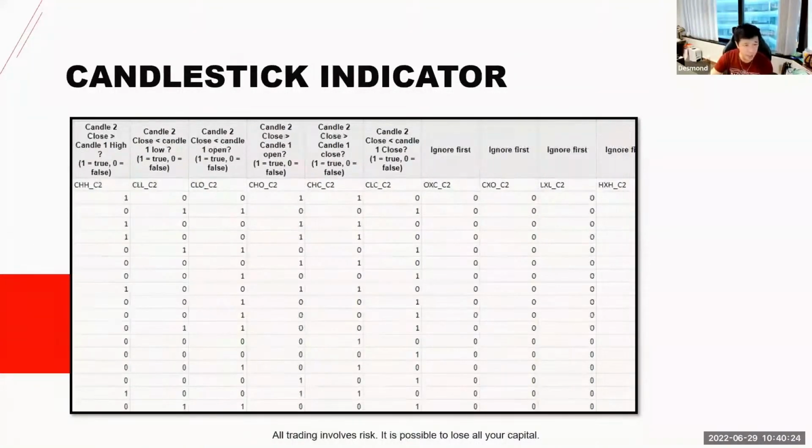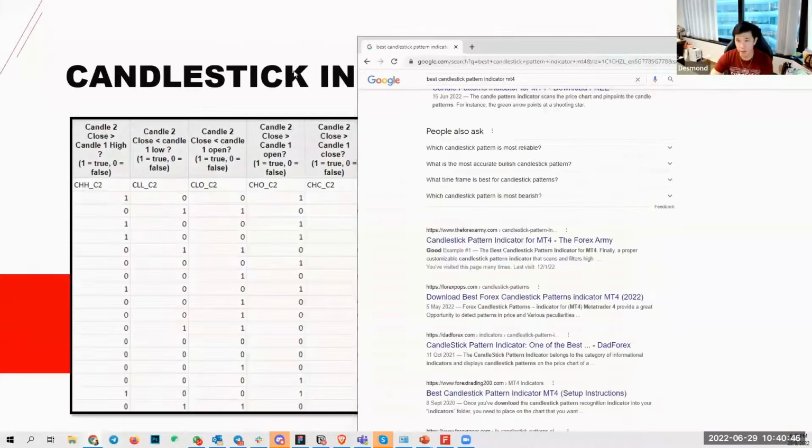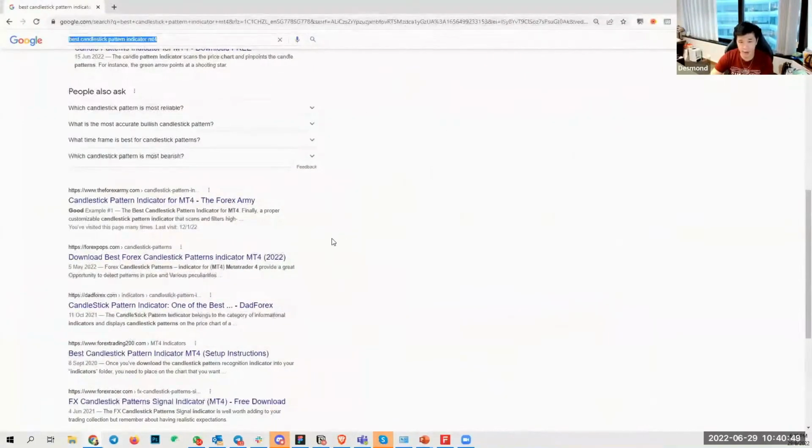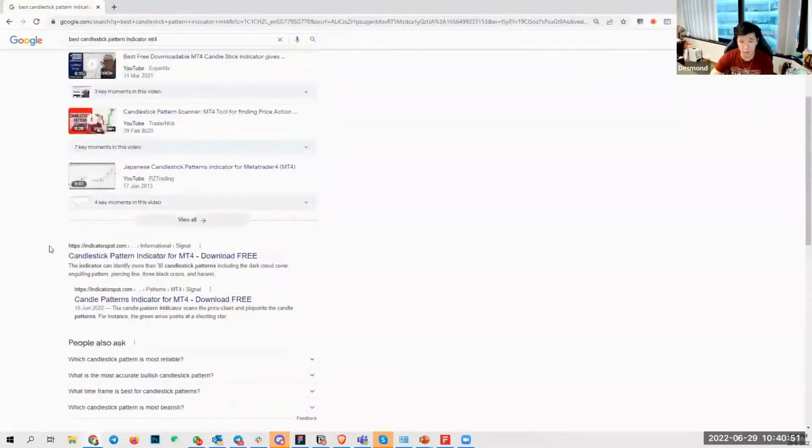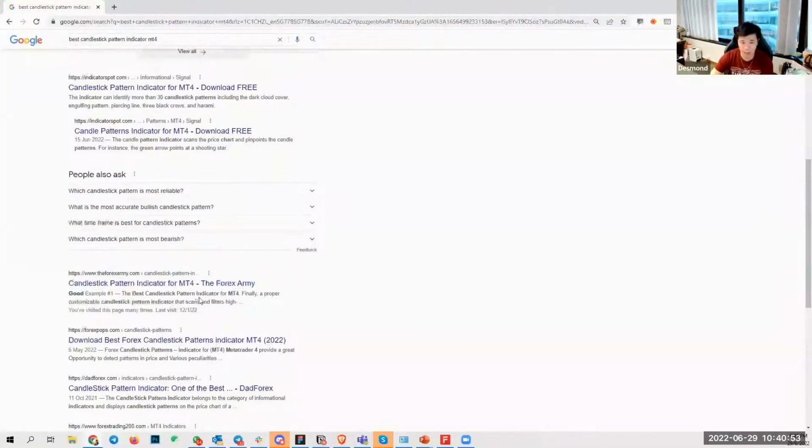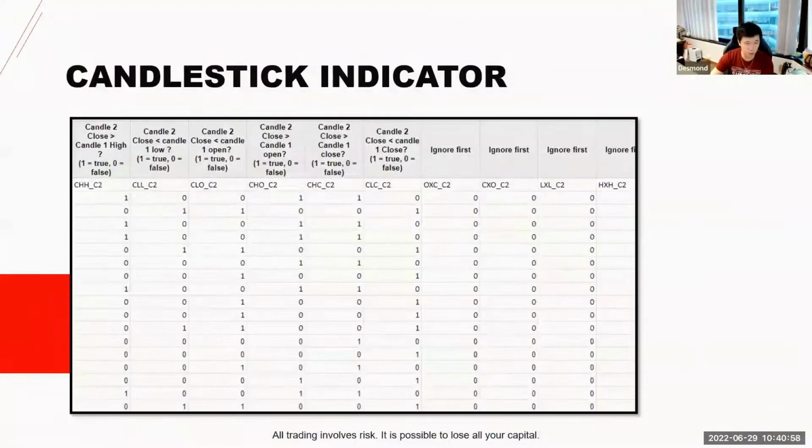An interesting thing is that you can search for best candlestick pattern indicator MT4. Yeah, there we go. So you search even for best candlestick pattern indicator MT4, you can see we're up here among the top few results, like the candlestick pattern indicator we created, right? Very, very strong candlestick pattern indicator, which I'll be showing you, right?